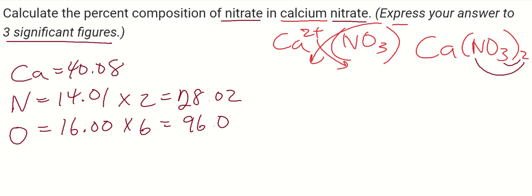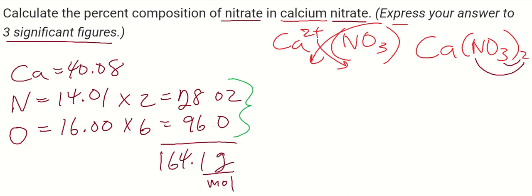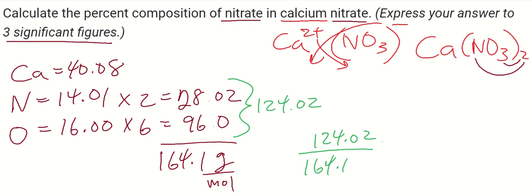All right, so here is our nitrate component. Well, actually, we're going to have to add up this whole thing. So let's do that. 96 plus 28.02 plus 40.08. The molar mass of the entire compound is 164.1 grams per mole. Now the nitrate component is just going to be 28.02 plus 96. That's 124.02. All right, so to get the percent composition, it's going to be just the nitrate component, 124, over the entire thing, 164, times 100 to convert that number into a percent. And it's 75.6%.